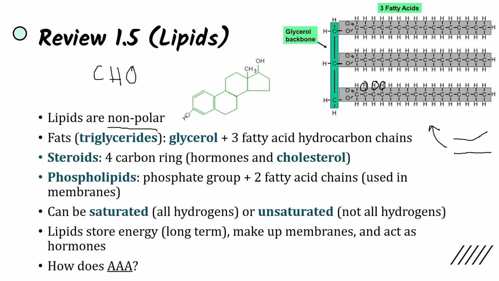So there are also steroids, which are 4 carbon rings, and they're generally found in hormones and cholesterol. And then lastly, phospholipids, which you'll see in the cell membrane, and these consist of a phosphate group, which is polar, so it has this attraction to water, plus 2 fatty acid chains, which are obviously nonpolar because they're fatty acids and they're lipids. And this is going to create the cell membrane structure, which we'll go into next unit.